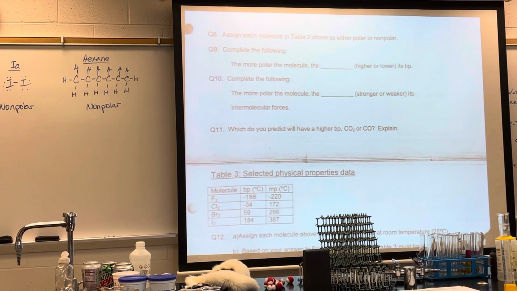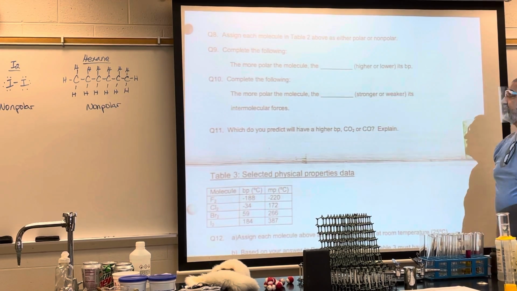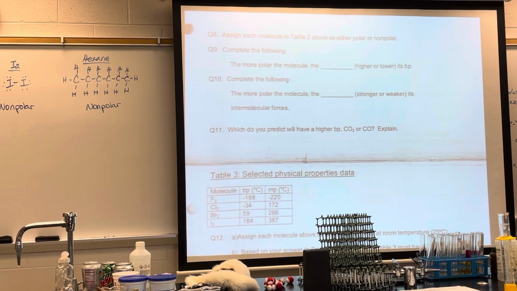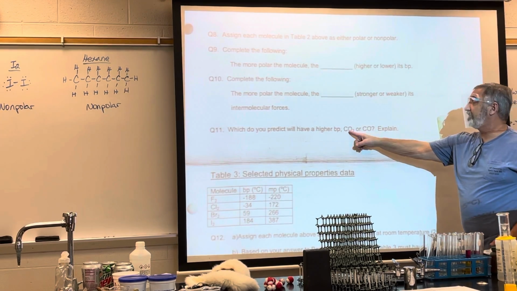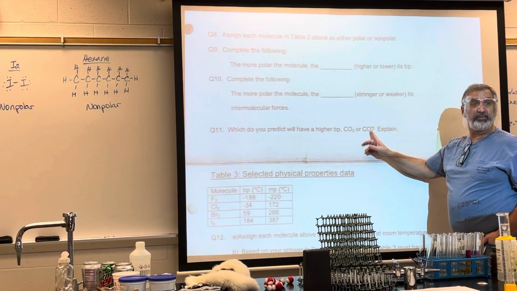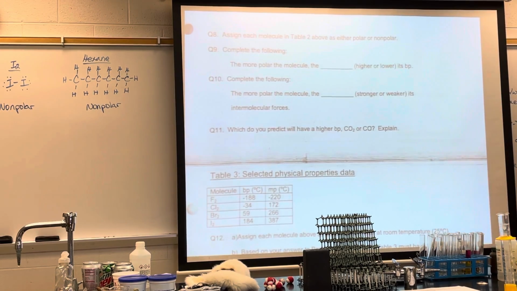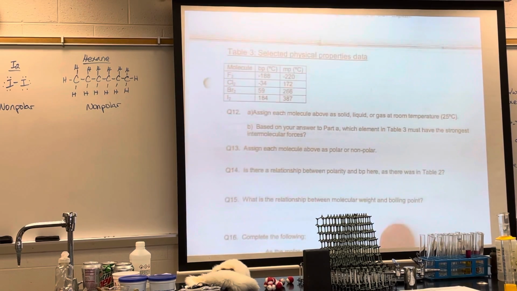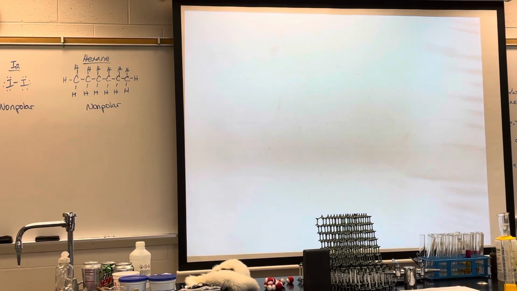So which do you predict to have a higher boiling point, CO or CO2? CO, because it has a higher boiling point. But why? You're predicting it. Because it's polar. Okay? Yes, this one's a little bit heavier. It's going to have a little bit stronger London forces, but this is polar, so it's got dipole-dipole as well. Now, we had to change the numbers on here to this one.